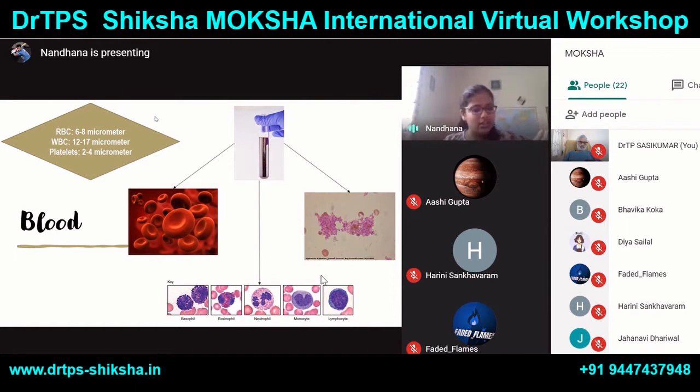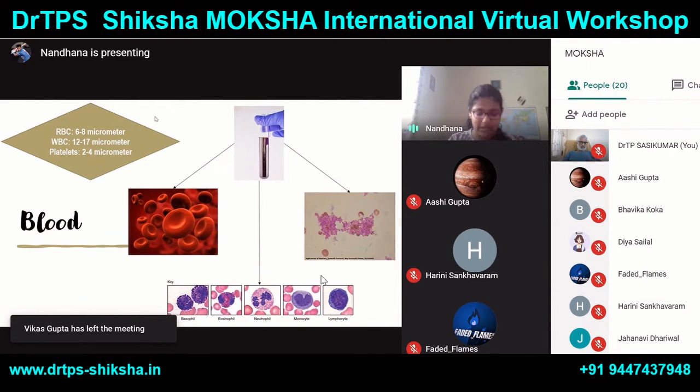Now, the cellular structure of the blood consists of three main cells: the RBCs, which are the red blood cells, the WBCs, which are the white blood cells, and the platelets. The RBCs are the most important of the three, technically because they combine with oxygen and carbon dioxide and help in the circulation of these two gases all around the body.